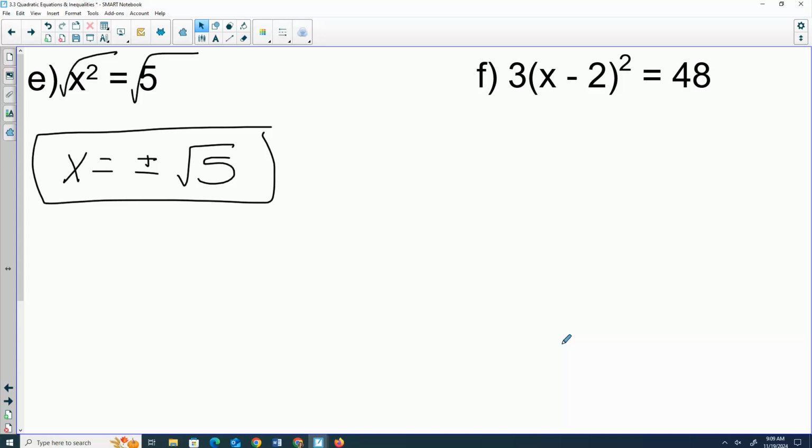Alright, if I'm looking at this one, what would we do? Two options. Give me one option. Yep. We could multiply it all out. If I want to square the x minus 2, what would I have to do to square that? We'd have to write it twice in FOIL. Get that, then distribute the 3. Then do what? Subtract over the 48 and refactor it. Will that work? Absolutely. Is there any other option?